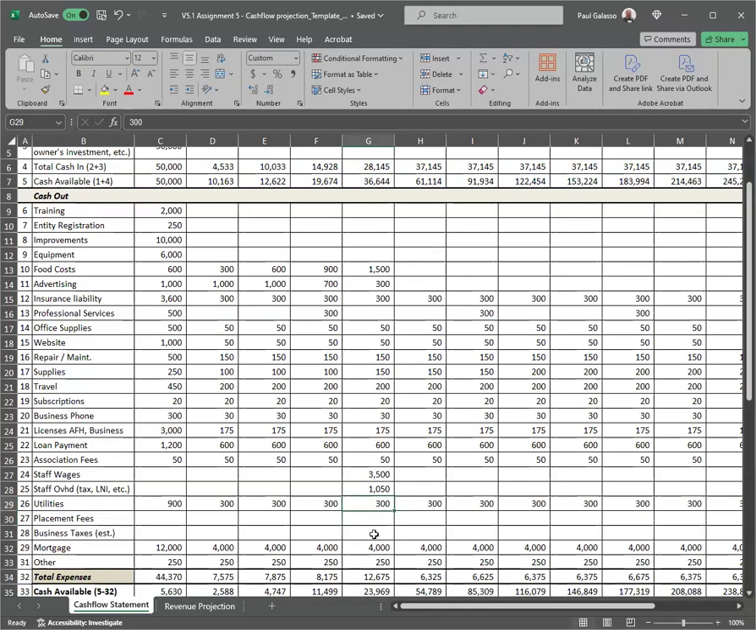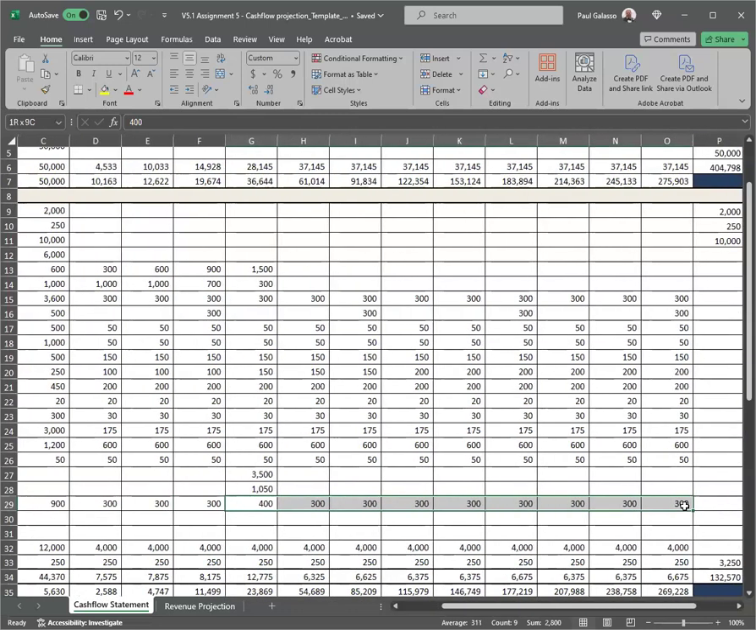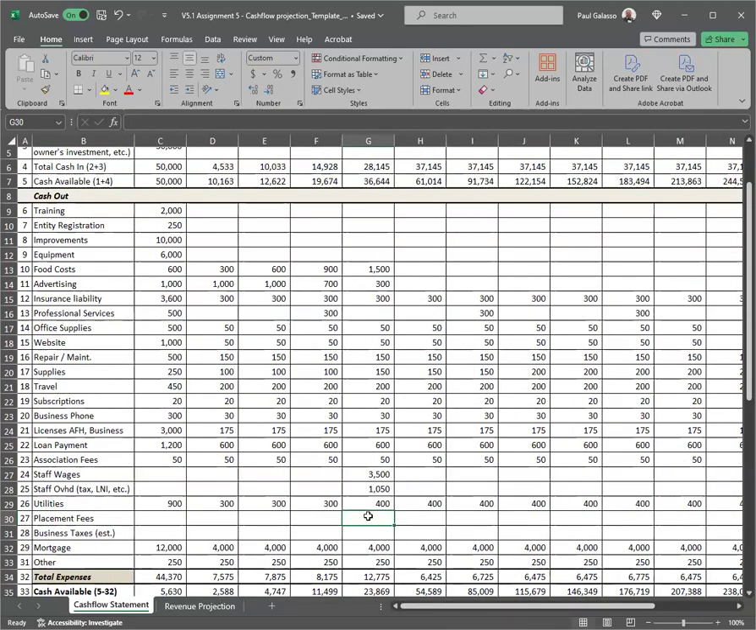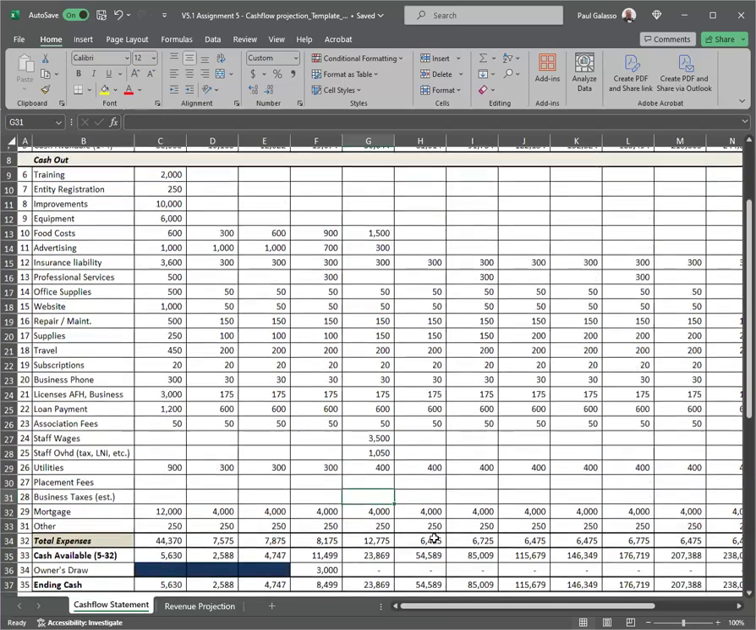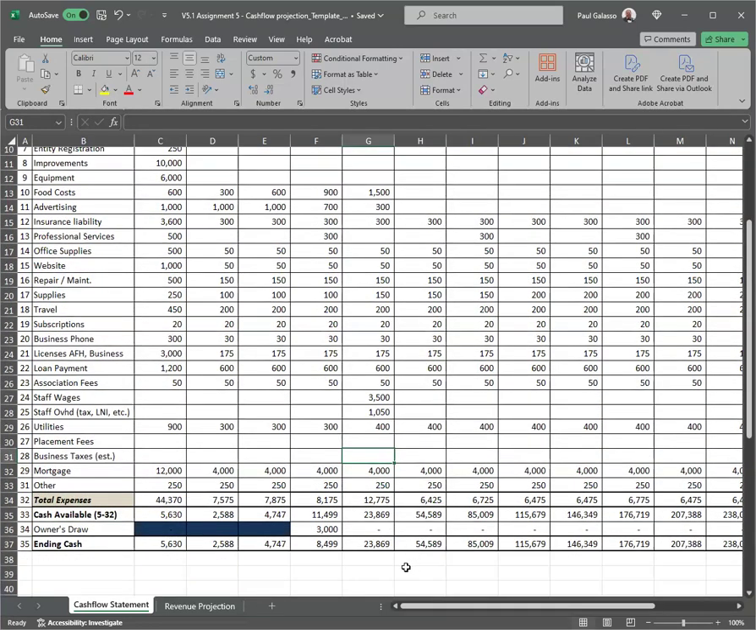Okay. So now our utilities, we have 5 residents, so we're probably going to be doing a lot more washing. We're going to probably be doing more showers, things like that. So let's figure that our utilities are going to rise. So we'll raise that up to $400 for the rest of the year as far as utilities go. We're not going to have any placement fees, but we probably are going to want to start putting tax money away in savings account number 3.